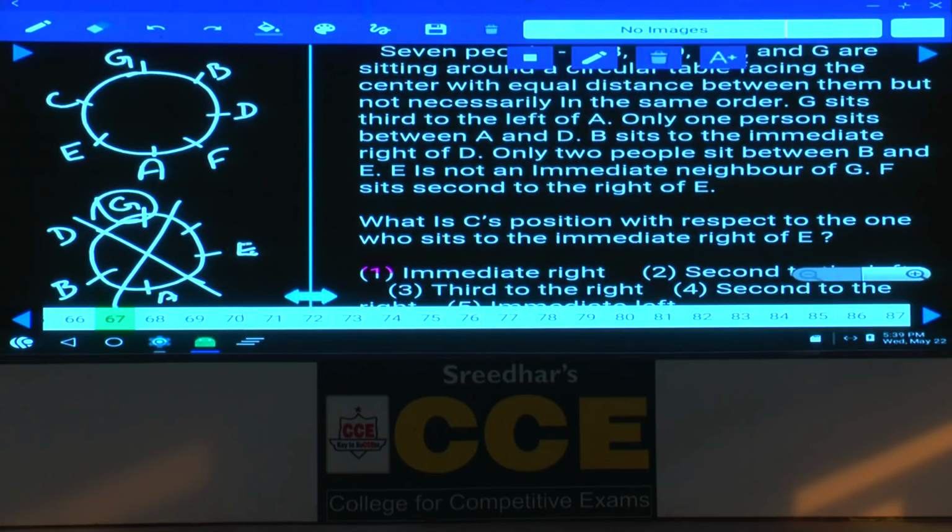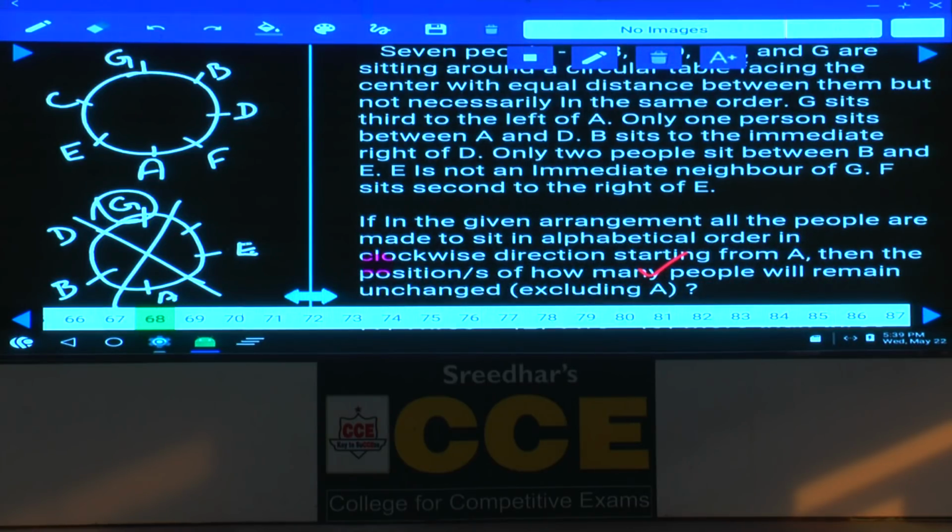Then question number 67. What is C's position with respect to the one who sits to the immediate right of E? Immediate right of E is A, and C's position with respect to A is second to the left-hand side. Second to the left-hand side, that is choice 2. 67, it is choice 2.